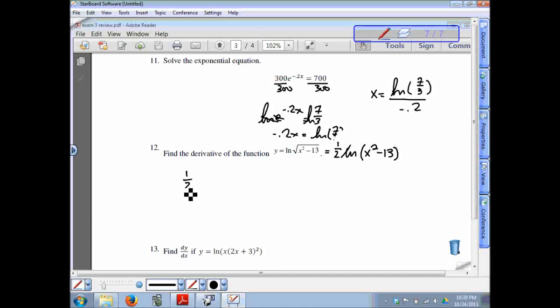So the derivative of this is going to be 1/2 times 1 over x squared minus 13 times the derivative of the inside function, which is 2x. Okay. Now, simplifying this a little bit, the 2 and that 2 cancel. So we're left with x multiplying the numerator here over the denominator. It's x over x squared minus 13. And that's y prime.